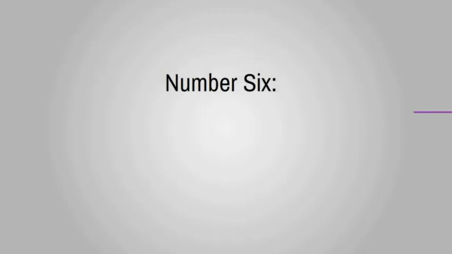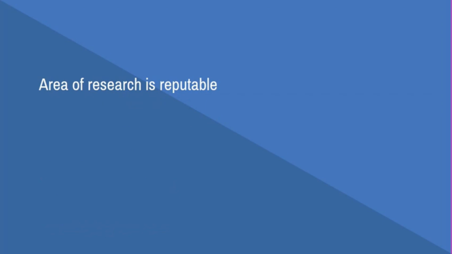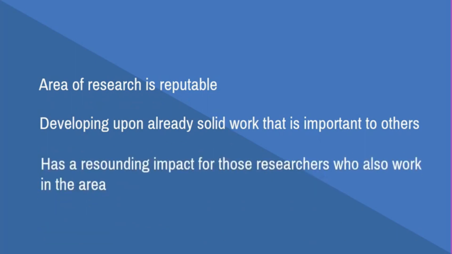And finally, number 6. The lit review provides supporting evidence for a practical problem or issue which your research is addressing, thereby underlining its significance. This means that your literature review also works to show the reader that your area of research is reputable and that you are developing upon already solid work that is important to others, and that it would have a resounding impact for those researchers who also work in the area.